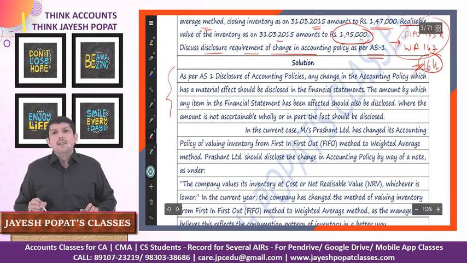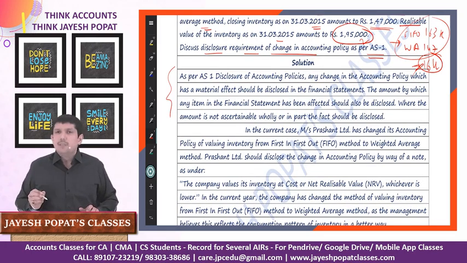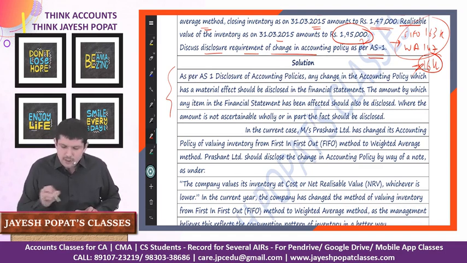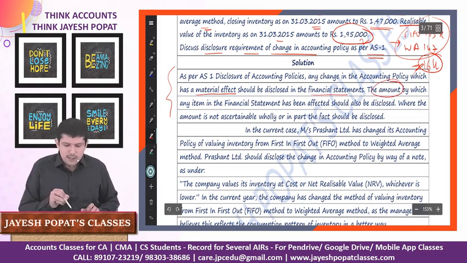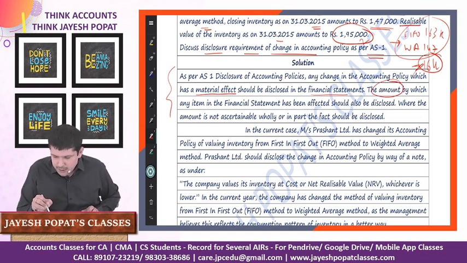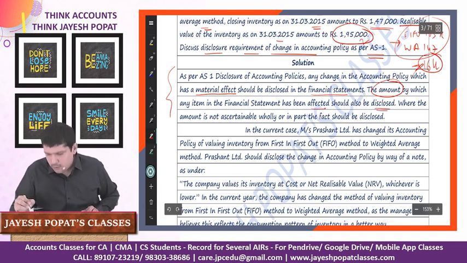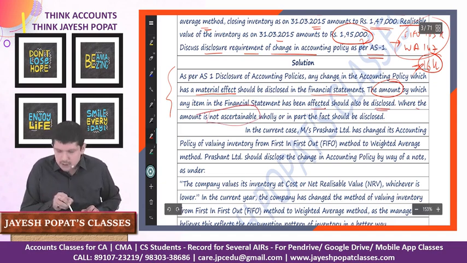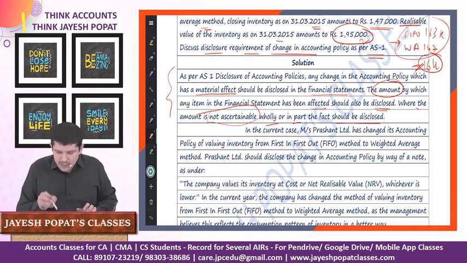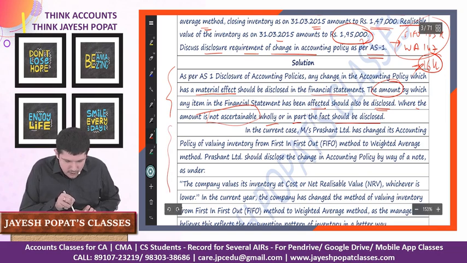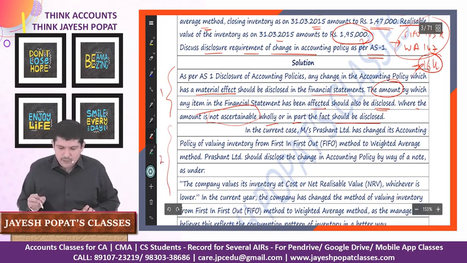First paragraph will definitely be quoting the text from the accounting standard. So it says, as per accounting standard 1, disclosures of accounting policy, any change in the accounting policy which has a material effect should be disclosed in the financial statement. The amount by which any item in the financial statement has been affected should be disclosed. Where the amount is not ascertainable wholly or in part, that fact should be disclosed. Then we say this is our evaluation of the case. This is the second portion. This is the first portion.